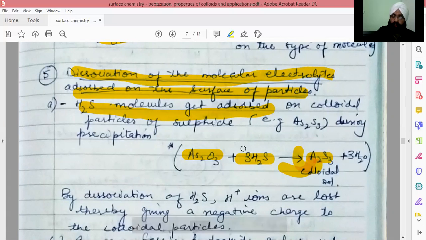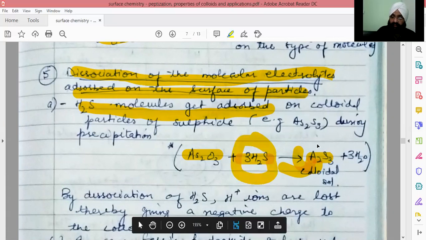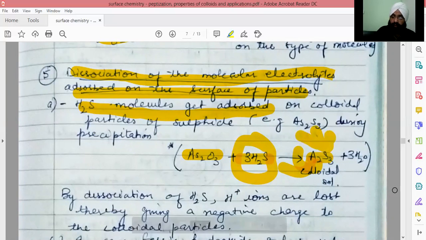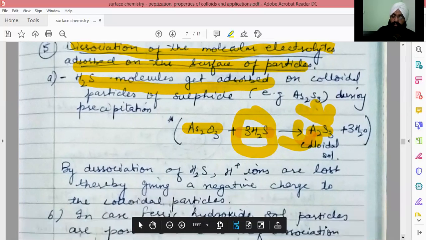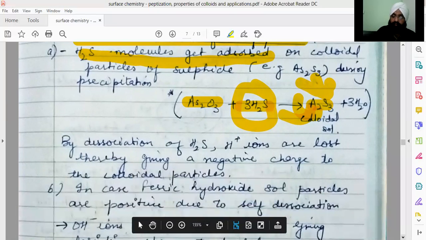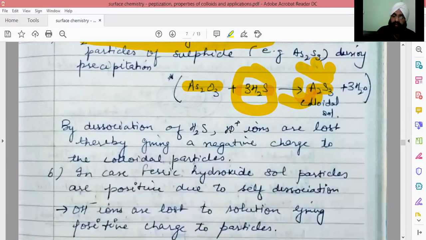So which molecular electrolyte? H2S on the surface of sulfide, that is arsenious sulfide, right? So dissociation of H2S into H ions and S2 negative. So negative will remain there and the H ion is lost.